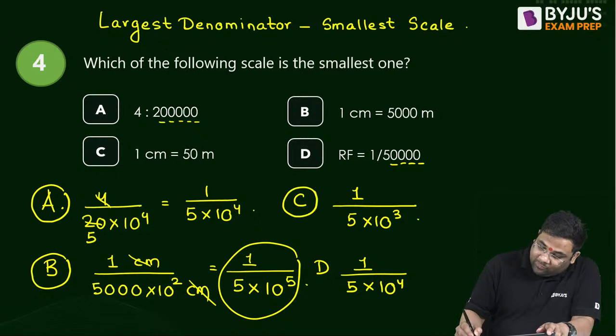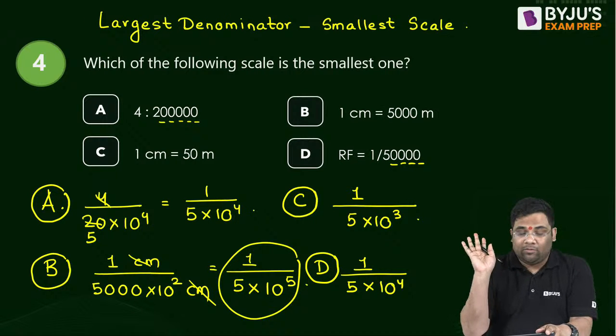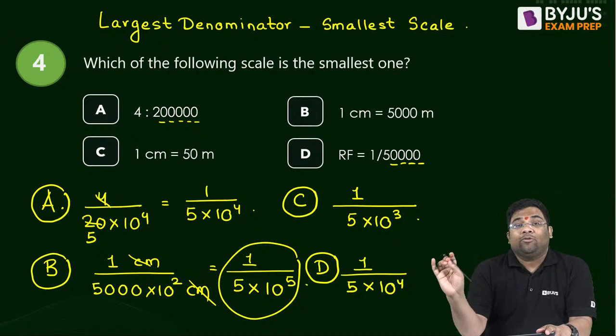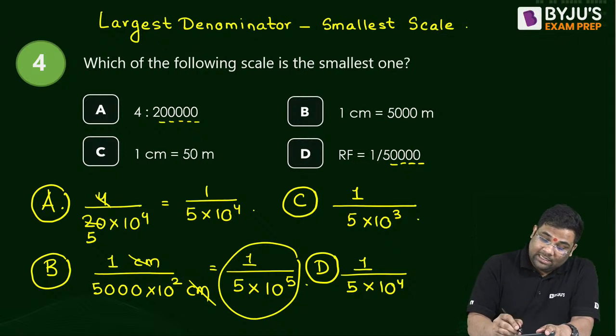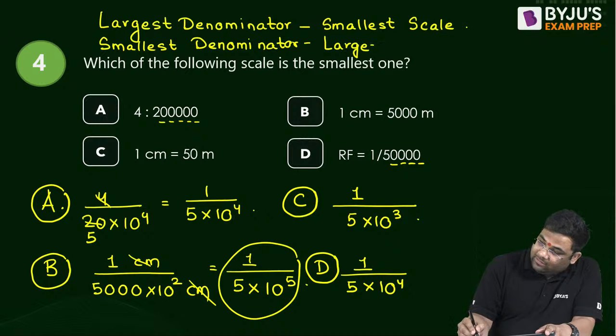Understood how to find out the smallest scale, everyone? Largest denominator, that will be the smallest scale. Yes? And smallest denominator, that will be the largest scale.